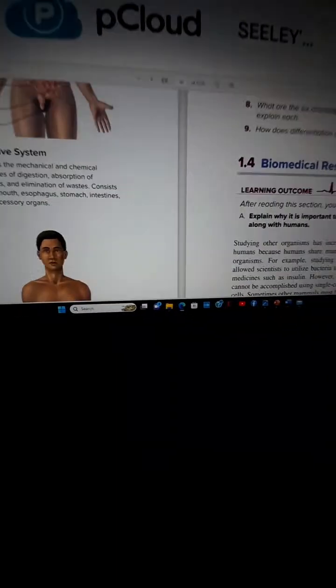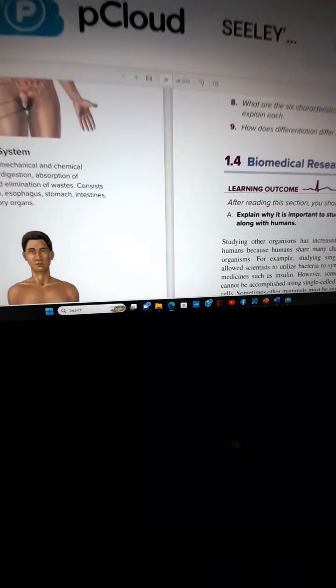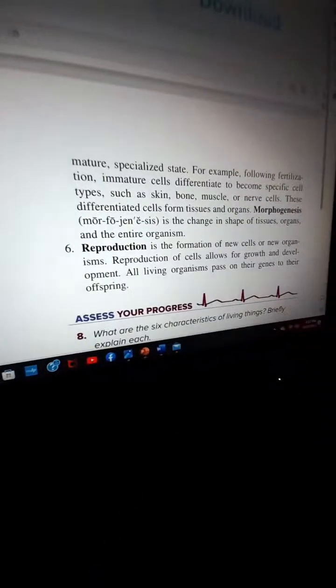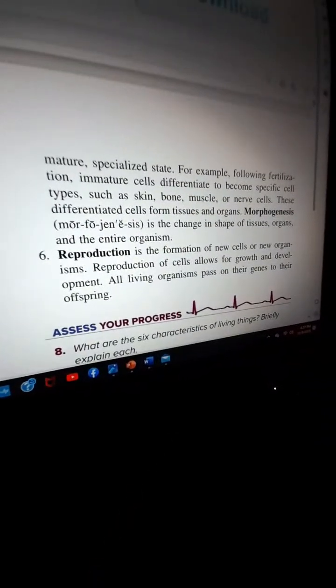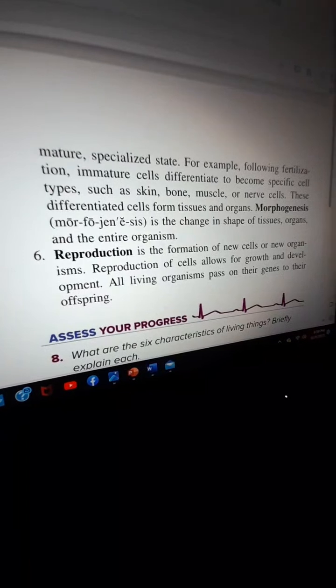I messed it up again. Okay, to a, oh Lord, where is it? That's because I messed up the line, right? To a mature, specialized state.